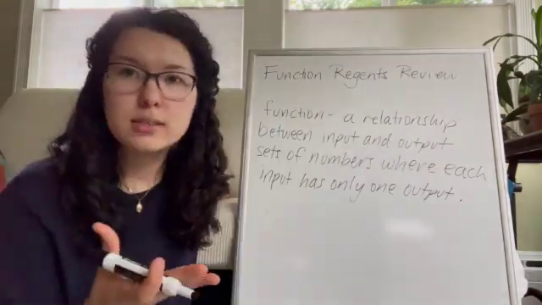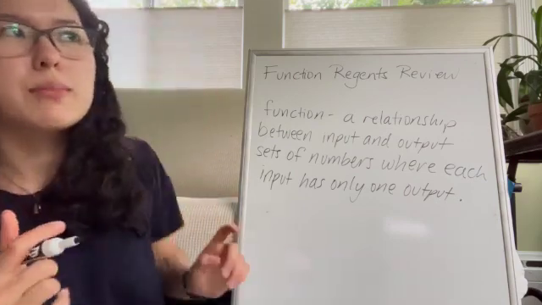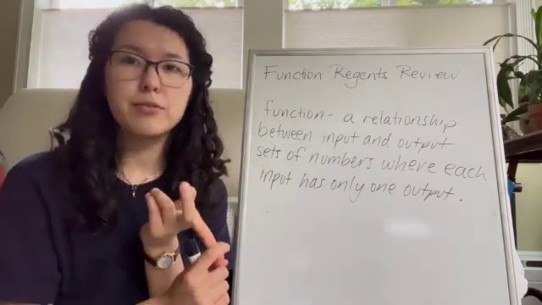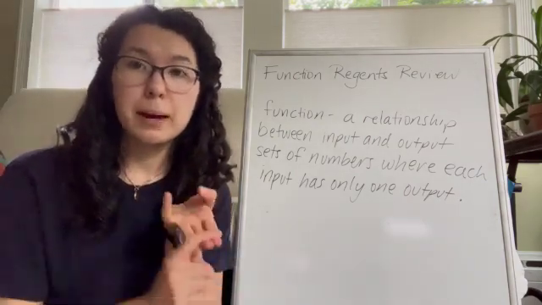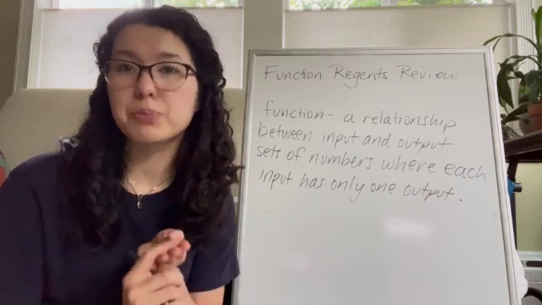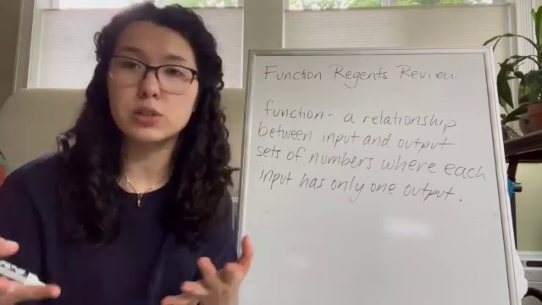And the way that they'll test this is through a few different ways. So they may represent a function as a graph, a table, a mapping, or a list of ordered pairs. And I'm going to show you an example of each of those.